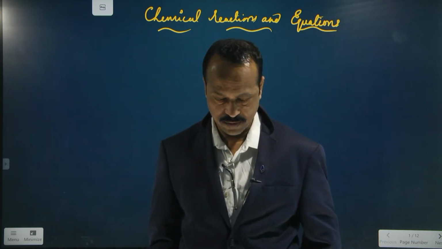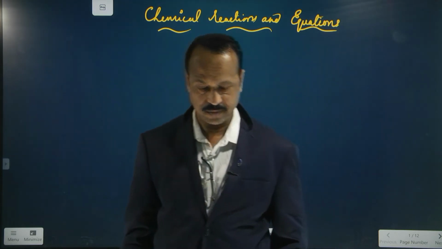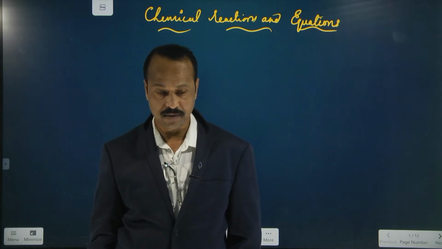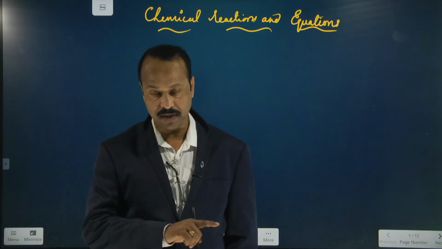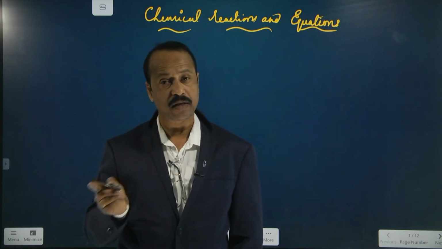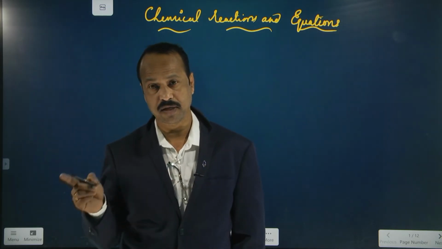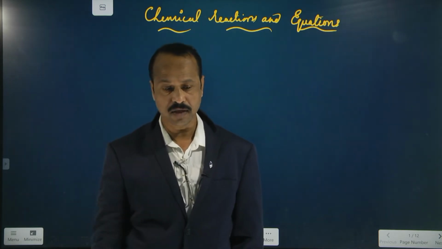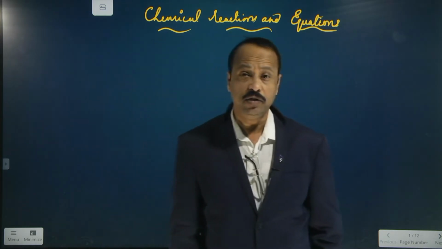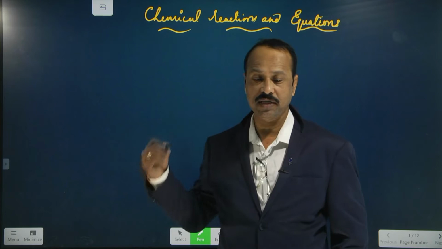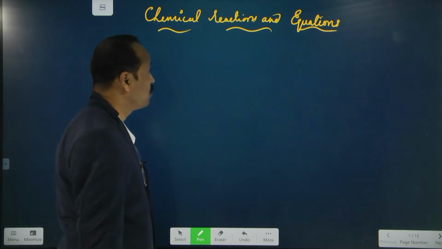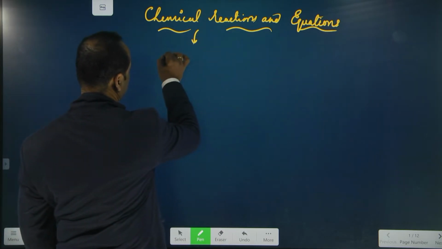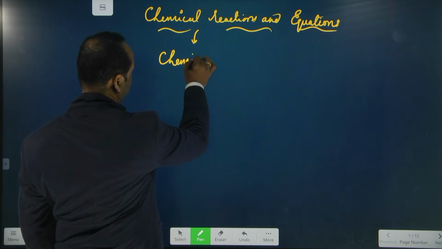Very good. Chemical change means there is a change in the chemical composition. The physical change is a temporary change, and the chemical change is a permanent change. In a physical change, no new substance is formed, and in a chemical change, a new substance is formed. So that chemical change only is called a chemical reaction. Chemical reaction is nothing but a chemical change.